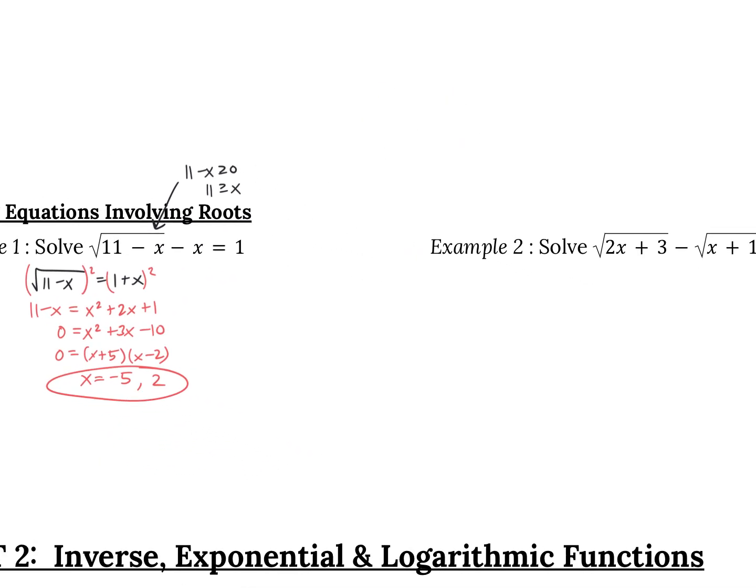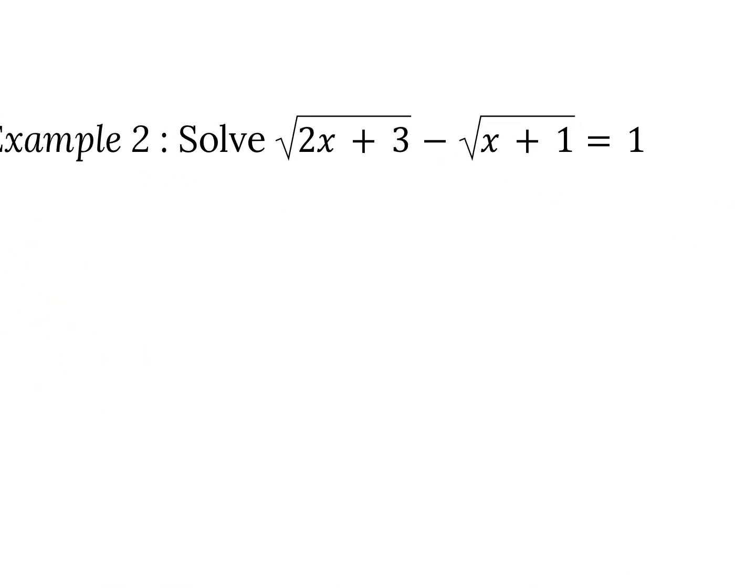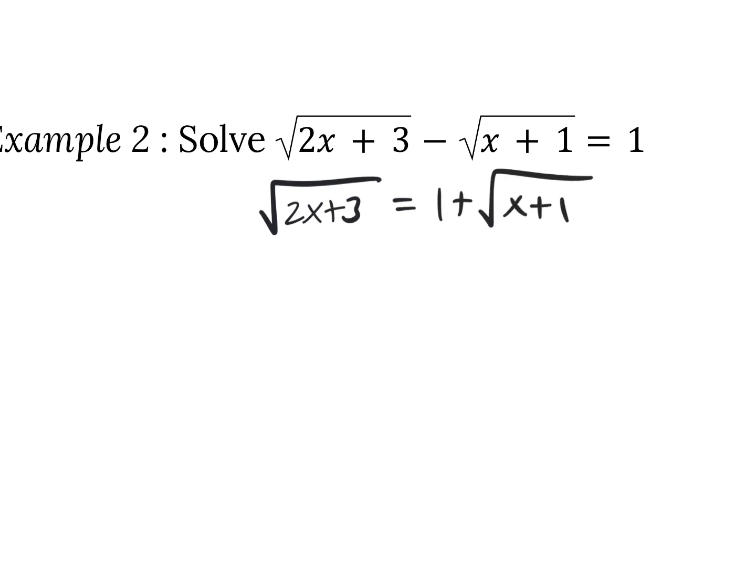Okay, example 2 has 2 square roots. If I just go ahead and square the left-hand side and I FOIL with 2 square roots, that's going to be pretty gross, yeah? So instead, let's have 1 square root on both sides. So I'm going to add the square root of x plus 1 to the other side and be left with the square root of 2x plus 3 on the left. And then I'll have 1 plus the square root of x plus 1 on the right-hand side.